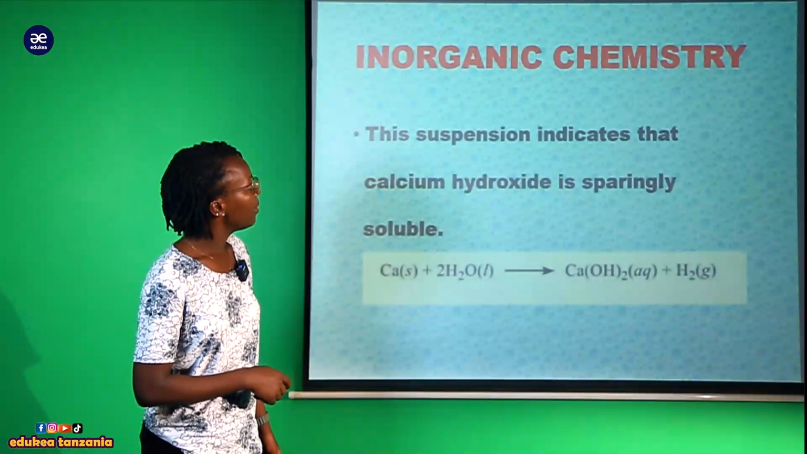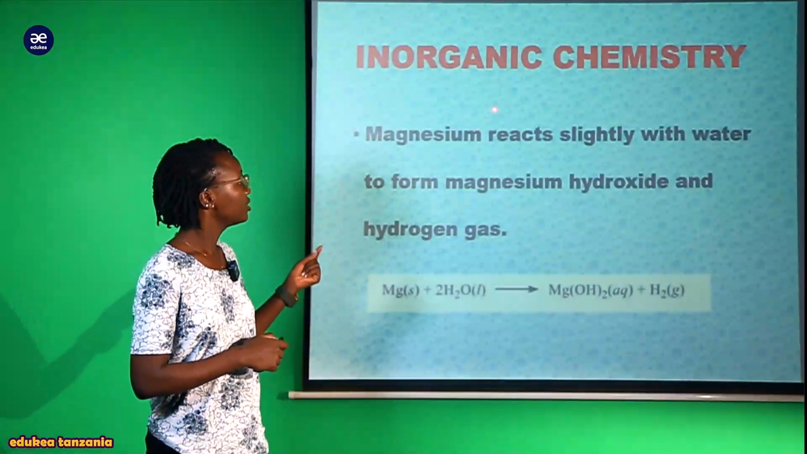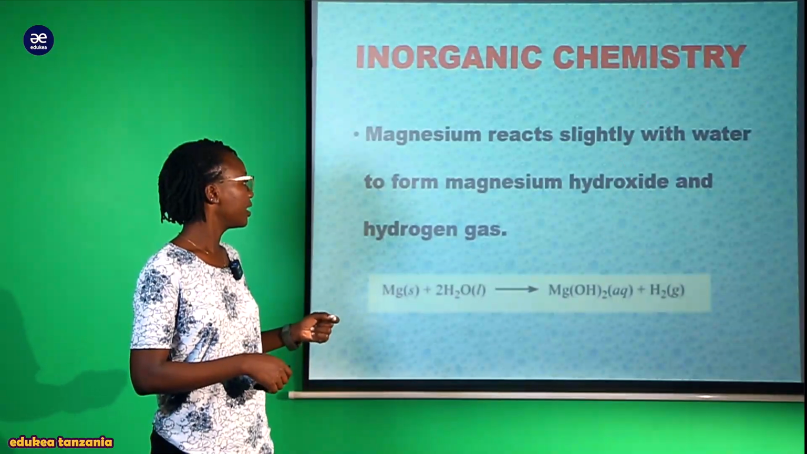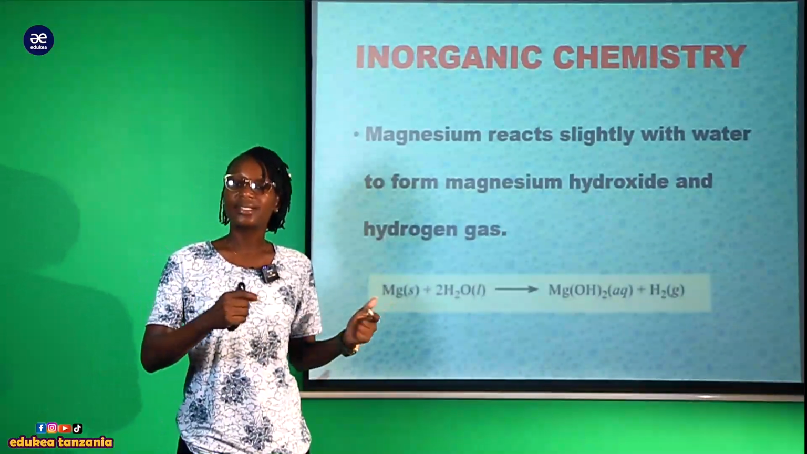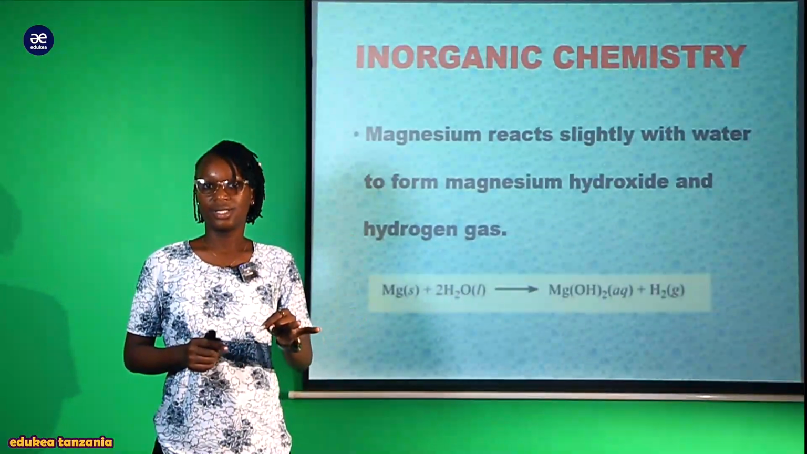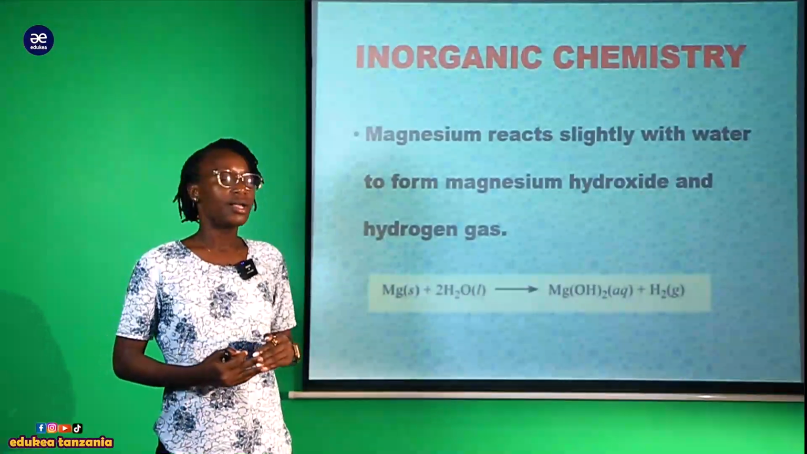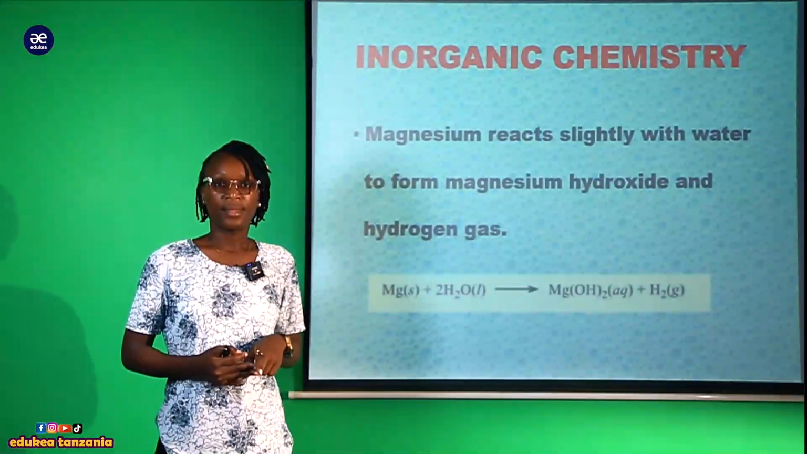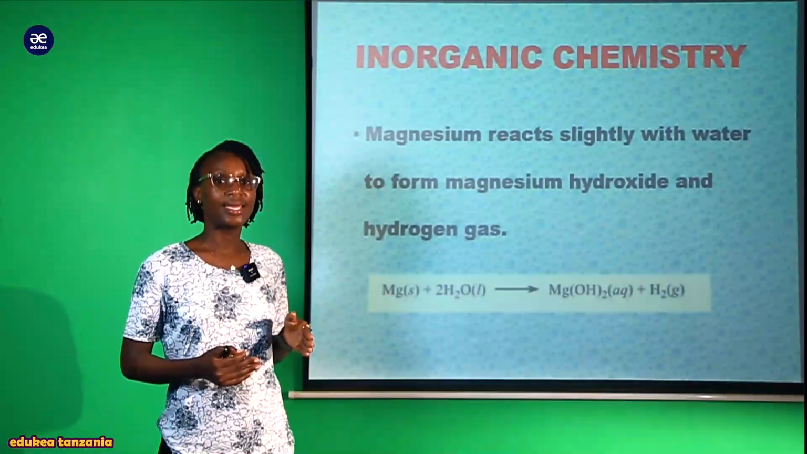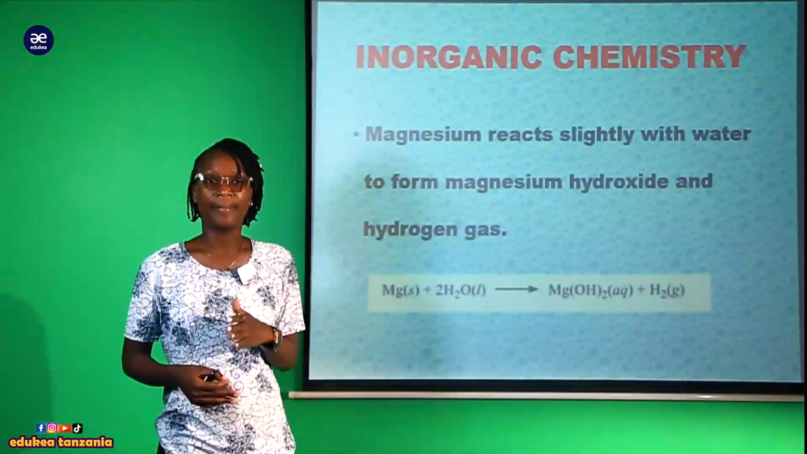Okay, so my student, how about magnesium? How about magnesium? Anasema kwamba magnesium reacts slightly with water to form magnesium hydroxide and hydrogen gas. Yenyewe ina react slightly. Kwa hiyo utakuja kuona utofauti. Sodium ilikuwa vigorously, lakini calcium tumeambiwa it is sparingly soluble. Sasa how about magnesium? Na sodium utaona kwamba alikuwa ni member wa alkali au group number 1A, lakini calcium ni member group number 2, but also magnesium is the member of the group number 2.